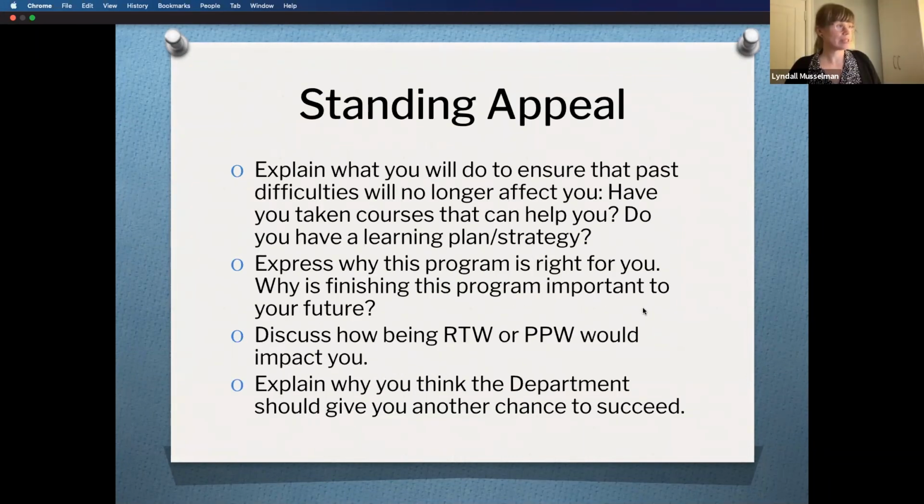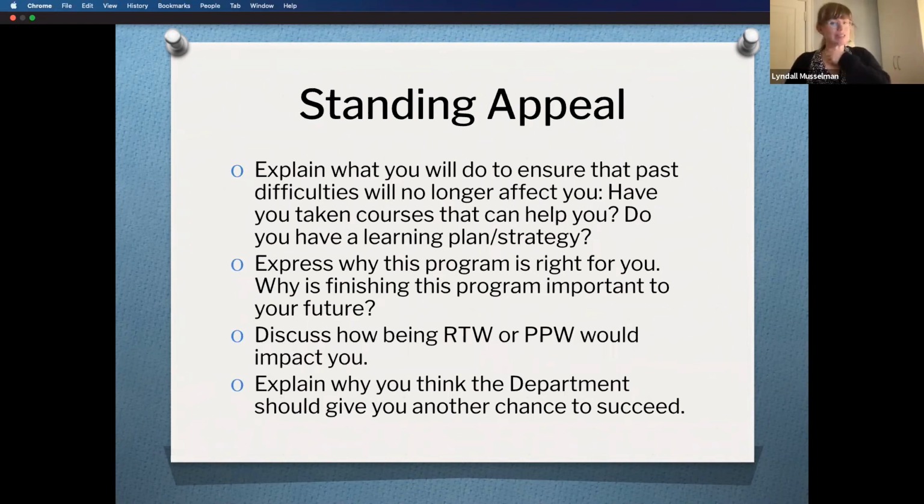So standing appeals, this is where you want to really explain what happened over your entire time at Ryerson from when you began in your program. You can talk about trouble that you encountered in your first year. Many students have a hard time adjusting to university courses and the university lifestyle, so you're encouraged to reflect on that.